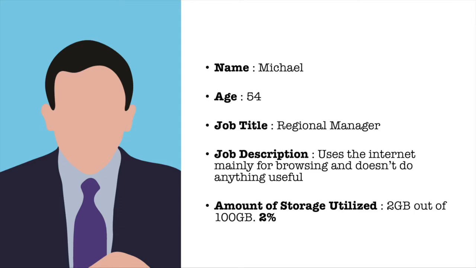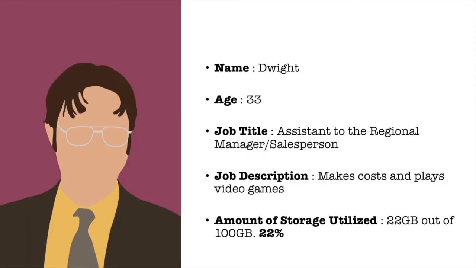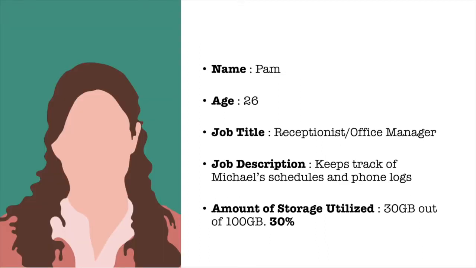Michael, who's the regional manager of the office, doesn't do a lot of work in the office, so basically only has 2% of his storage. Then we have Dwight, who's a salesperson who makes calls and does a lot more work than Michael, so basically uses about 22% of the storage. Then we have Pam, who's a receptionist and office manager, so she keeps track of a lot more stuff and has about 30% of storage used.